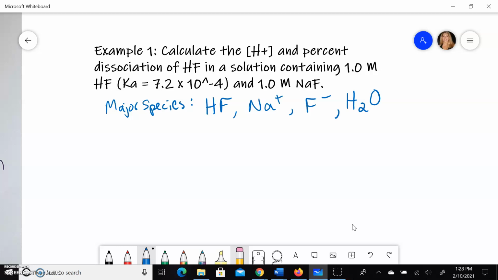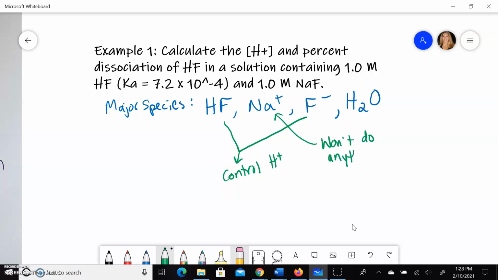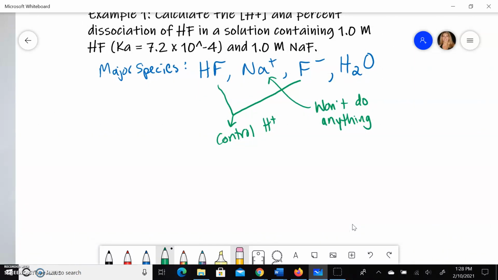So now let's look and see which of these things are going to be involved in a reaction. The two things that are going to affect the H+ are the F- and the HF. These are the things that are going to control how much H+ that we have. The sodium is not going to do anything because the only thing it can bond to is the fluorine, and that would make a soluble salt, which would just dissolve, so it's not going to do anything. And the water, compared to the Ka value for HF, the water is going to be insignificant.